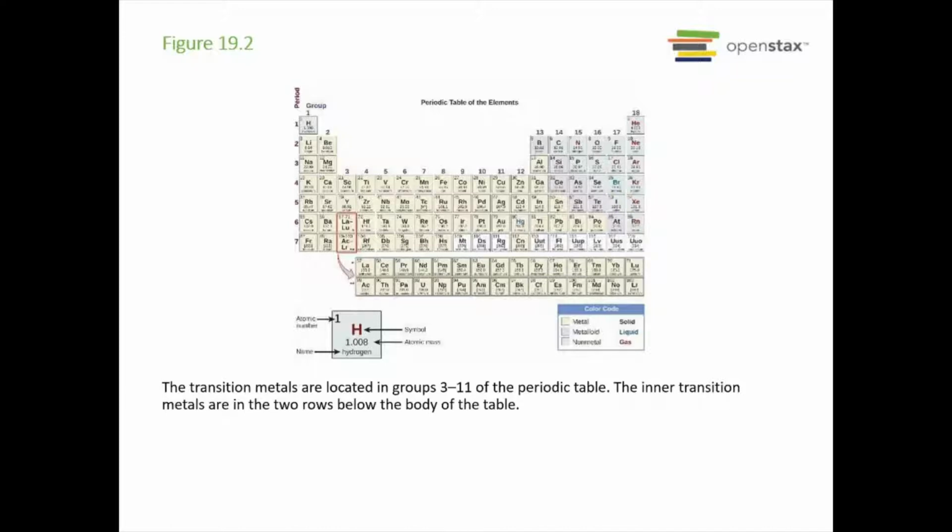This is just kind of a picture of the periodic table from your book. So the transition metals are groups 3 through 11, so we're talking about right here. And then we have the inner transition metals at the bottom. So again, technically group 12 are not considered transition metals, but a lot of times they're included in the discussion because sometimes they do behave similarly.